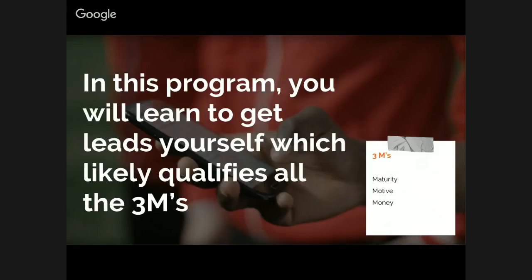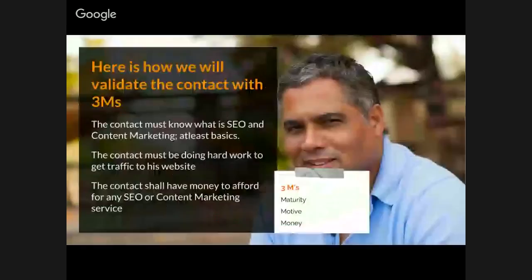In this program, you will learn to get leads yourself, which likely qualify all the 3 M's. The first M, which I termed maturity, you can also say matchmaking, motive, money. Here is this example to clarify in case you had any doubt about the list. Here is how we will validate the contact with 3 M's. The contact must know what SEO and content marketing are, at least the basics. So number one, the people who don't know anything about SEO are gone out.